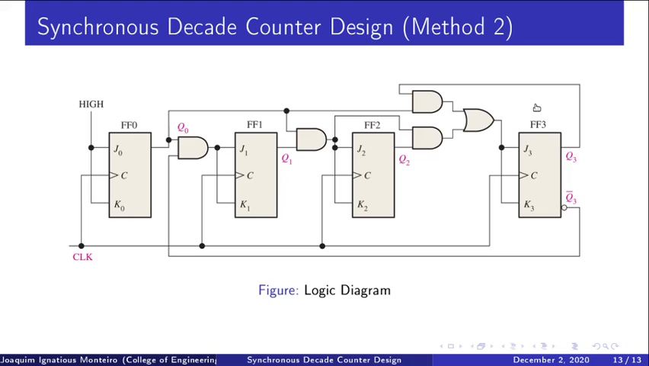Meantime, you could try the same design with mode 12 counters. You can assume J equals K, and you may try. Also, you can try this decade counter, synchronous counter design with the D flip-flops.